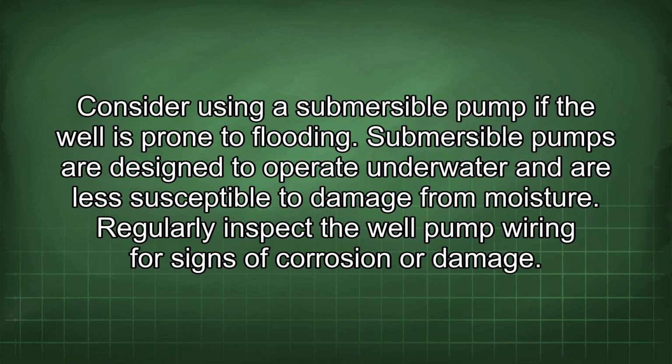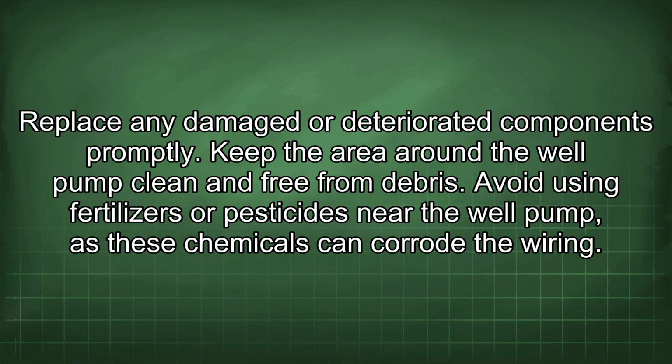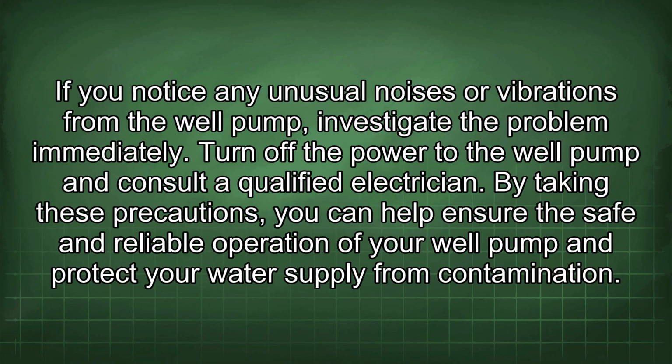Regularly inspect the well pump wiring for signs of corrosion or damage. Replace any damaged or deteriorated components promptly. Keep the area around the well pump clean and free from debris. Avoid using fertilizers or pesticides near the well pump, as these chemicals can corrode the wiring. If you notice any unusual noises or vibrations from the well pump, investigate the problem immediately. Turn off the power to the well pump and consult a qualified electrician. By taking these precautions, you can help ensure the safe and reliable operation of your well pump and protect your water supply from contamination.